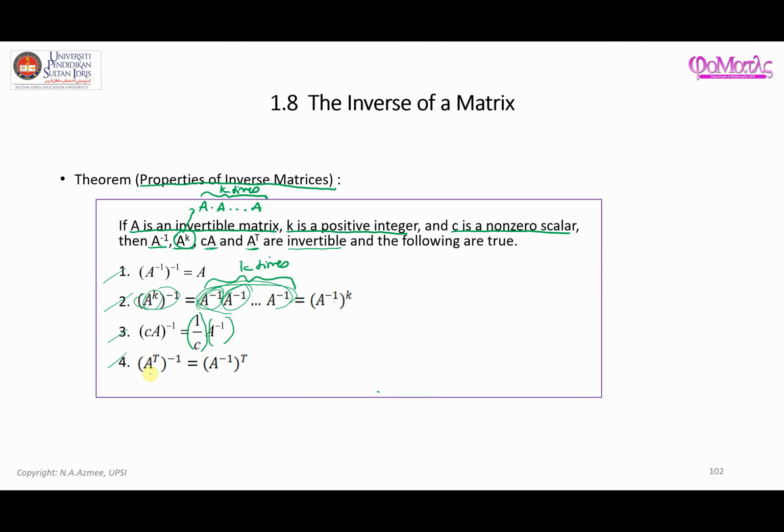And the last property says that if you have A transpose and then you find the inverse, the result is the same thing if you find the inverse first and then you transpose the result. So the result should be equal.